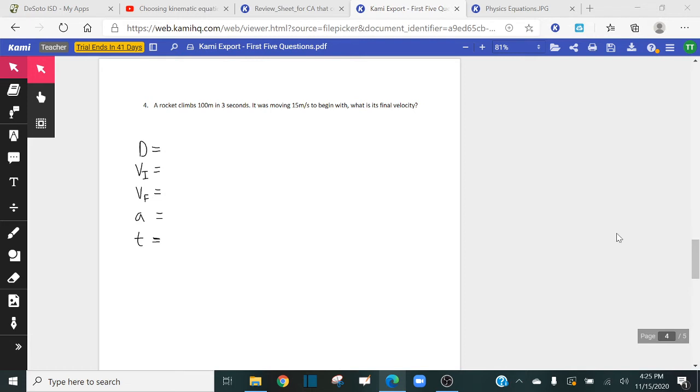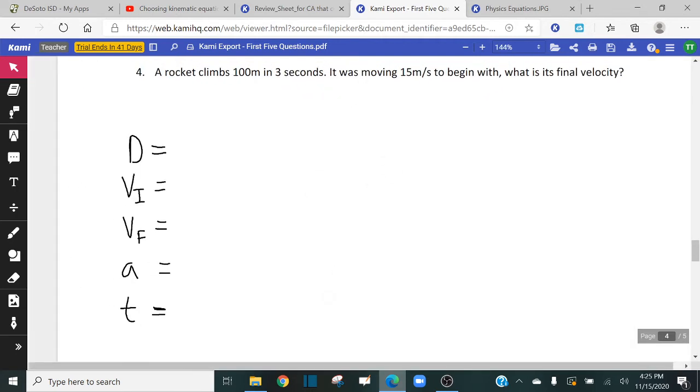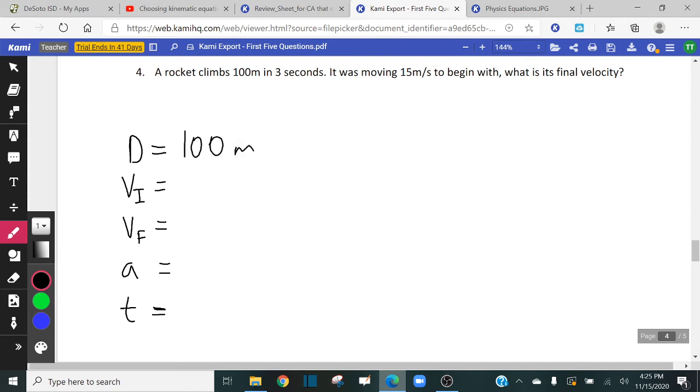So in number 4, it says a rocket climbs 100 meters in 3 seconds. It was moving 15 meters per second to begin with. What is its final velocity? So let us write everything out here. The rocket climbs 100 meters, so that's obviously our displacement. And it did that in 3 seconds, so 3 seconds is our time. It was moving at 15 meters per second to begin with, so that was our initial velocity. And of course, we're trying to solve for the final velocity.